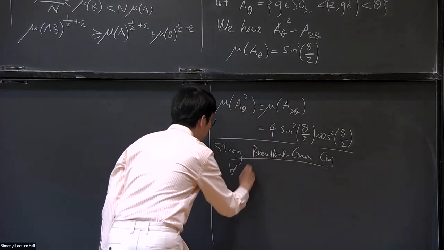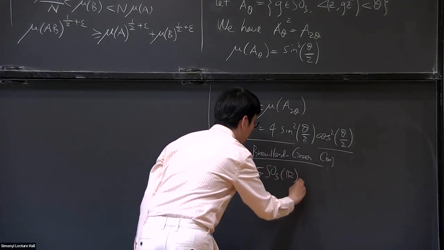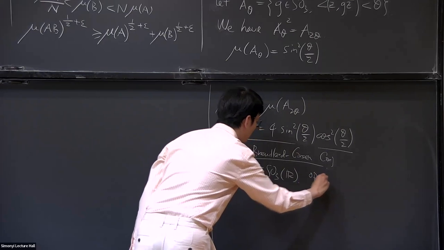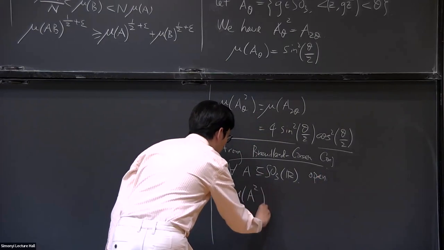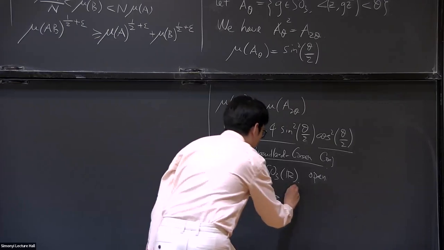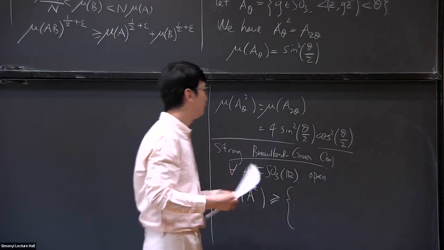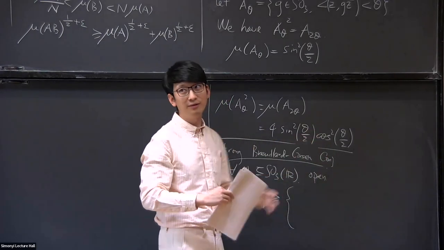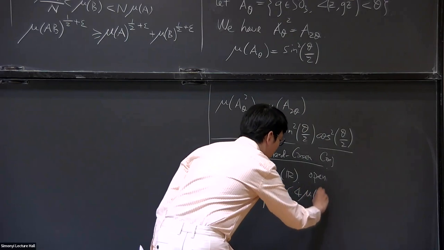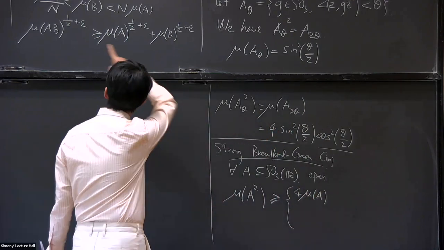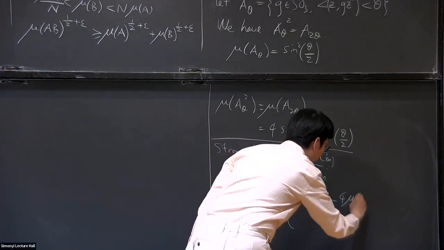For every A, that's all three. Open. Then we have the square should be at least... In this case, we should just plug in because cos theta squared is 1 minus sine theta squared. Plug in, you have the formula. This corresponds to 3.99, the 4 part, minus 4 minus a squared.